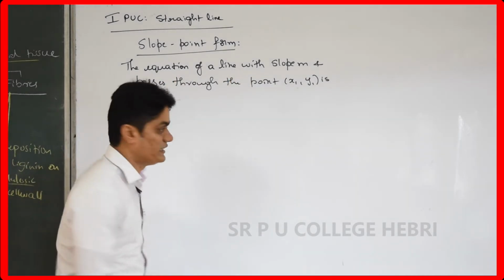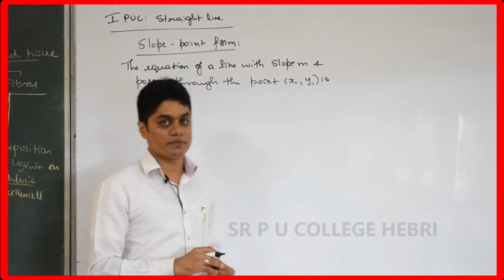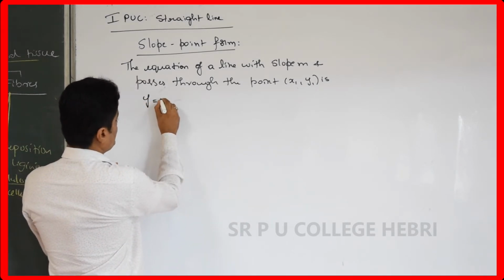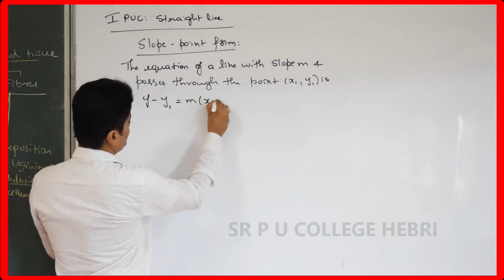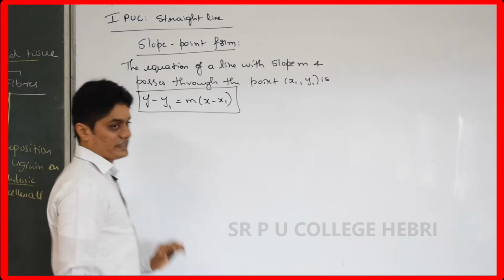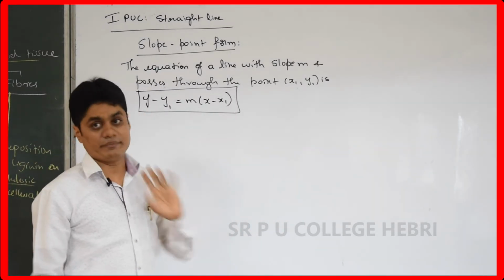Here I am giving the answer, but in the exam question paper the answer will not be given. Remember, they ask derive or find, they won't ask prove that. Okay, so here I am giving the answer, y minus y1 is equal to m into x minus x1. If they ask prove that, but it's a rare possibility, then the answer will be known, otherwise you have to remember the answer.